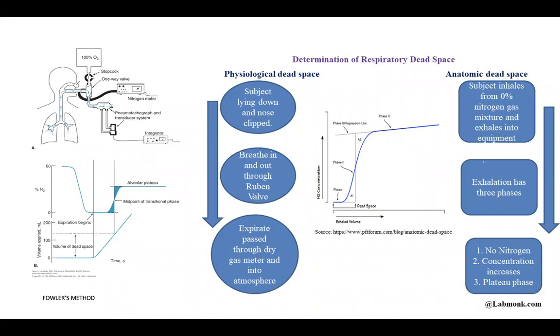The other method of measuring physiological dead space is by the Bohr method. Here, the subject is made to lie down. A nose clip is an ideal method. When the subject is asked to breathe in and breathe out through a valve, the expired air is passed through a gas meter and into the atmosphere. So using Bohr's equation, where we use the volume of the dead space and the tidal volume and the concentrations of carbon dioxide in both the expired air and the arterial carbon dioxide, we calculate the physiologic dead space.